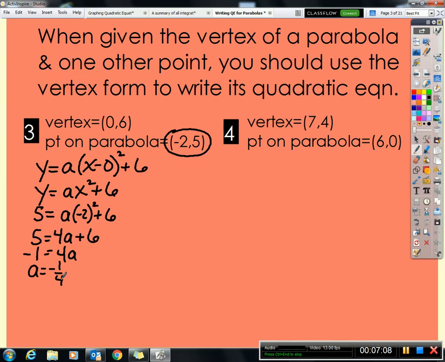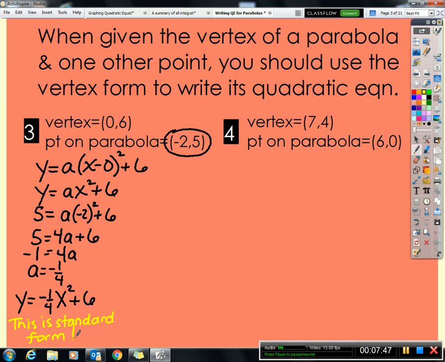Go ahead and write the complete form. So y equals a x squared. So I don't need that parentheses. I was about to say (x minus 0) squared, but I don't need that. Let me just write x squared plus 6, and I'm done. And by the way, guys, if I did say rewrite that in standard form, this already is in standard form. So on that one, the standard form and the vertex form match. So you don't have any extra work to do.